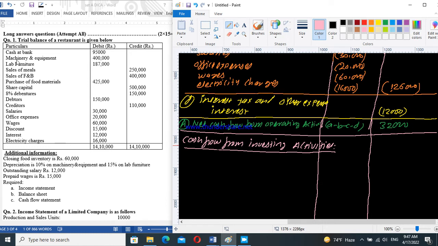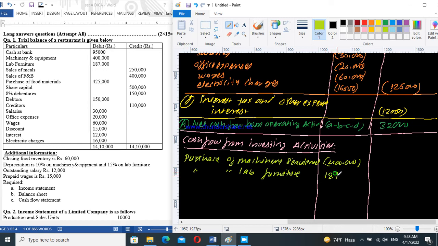Investing activities involve only fixed assets. Purchase of machinery and equipment. The machinery and equipment amount is 4 lakh. This is the cash outflow, minus, and purchase of lab furniture. When the fixed assets increase, we denote it as a purchase. Okay, 1,87,000. This is also cash outflow. Okay, that's all.